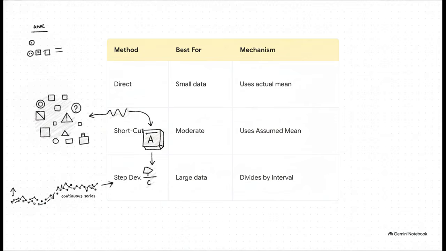If you have a small dataset with friendly numbers, the direct method, using the actual mean, works just fine. But if you're dealing with a moderate dataset where the actual mean turns into a messy fraction or decimal, you'll definitely want to shift to the shortcut method and use an assumed mean. And if you're tackling a massive, continuous series with uniform class intervals, that step deviation method, the one that divides by the class interval c, is going to save you a ton of time. Basically, choosing the right tool depends entirely on the complexity of your dataset.